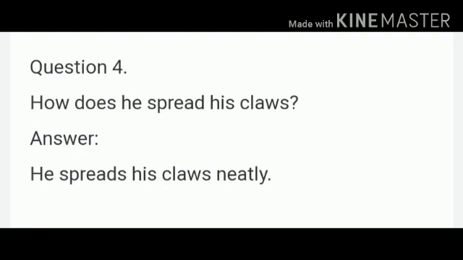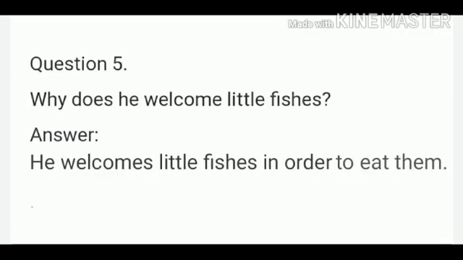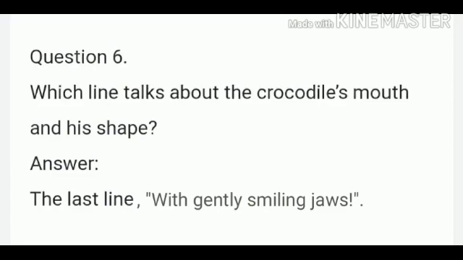Number 4. How does he spread his claws? He spreads his claws neatly. Number 5. Why does he welcome little fishes? He welcomes little fishes in order to eat them. Number 6. Which line talks about the crocodile's mouth and its shape? The last line, with gently smiling jaws.